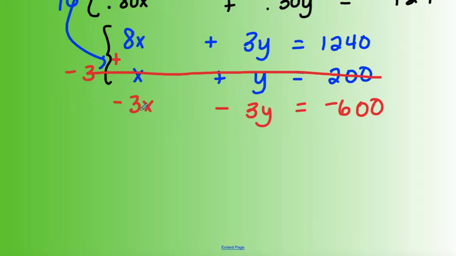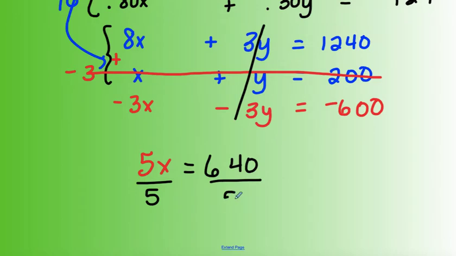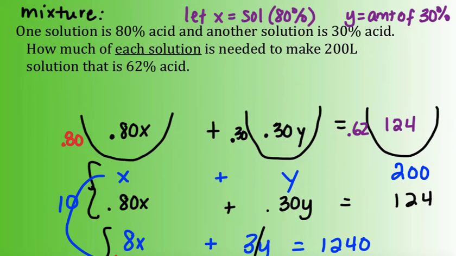So that's going to give me 8x plus a negative 3x gives me 5x. The 3's are going to get eliminated, and then I get 1240 minus 600, which is 640. I divide each side by 5, and I get x equals 128. All right, so that means I have 128 liters of the 80% solution, which tells me that I have, let's see, what is that, 72 of the 30% solution, because they have to add to 200.